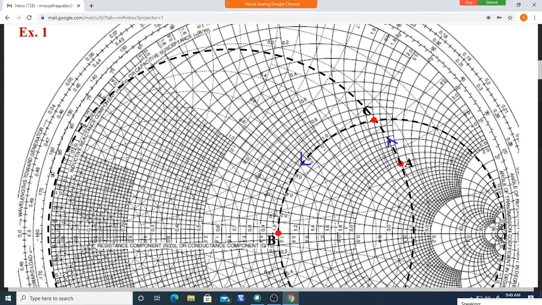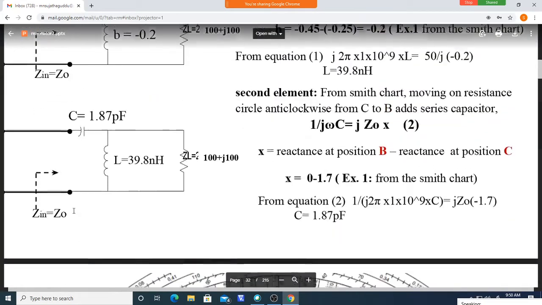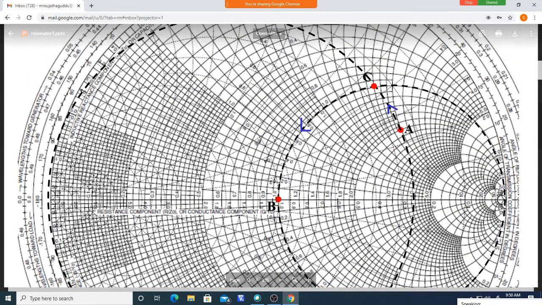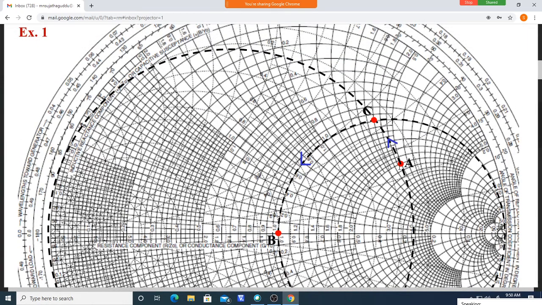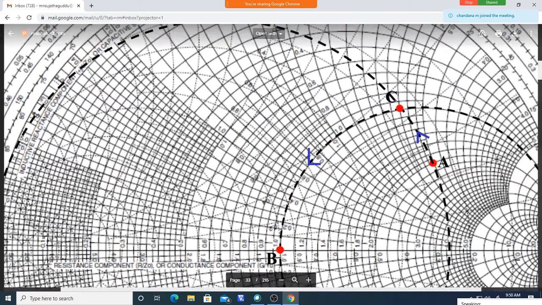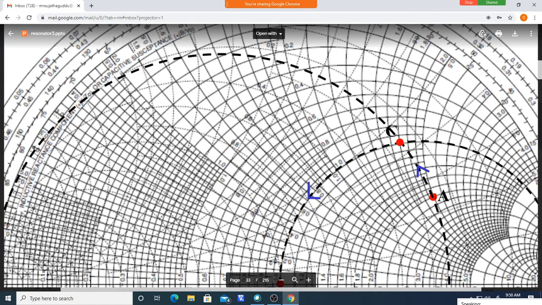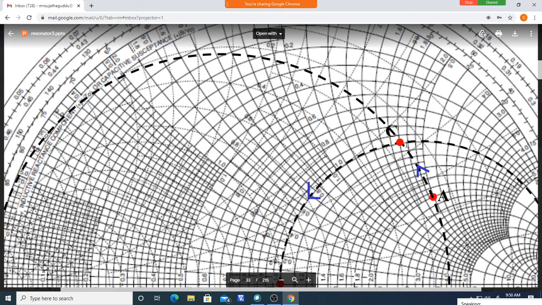Next, what do we have to do to get the impedance matching? You should bring this impedance to 50 ohm; that is needed. You mark that also. This is the 50 ohm that we need. Next, you identify which circles are passing through this point: the reactance, conductance circle and resistance circle.